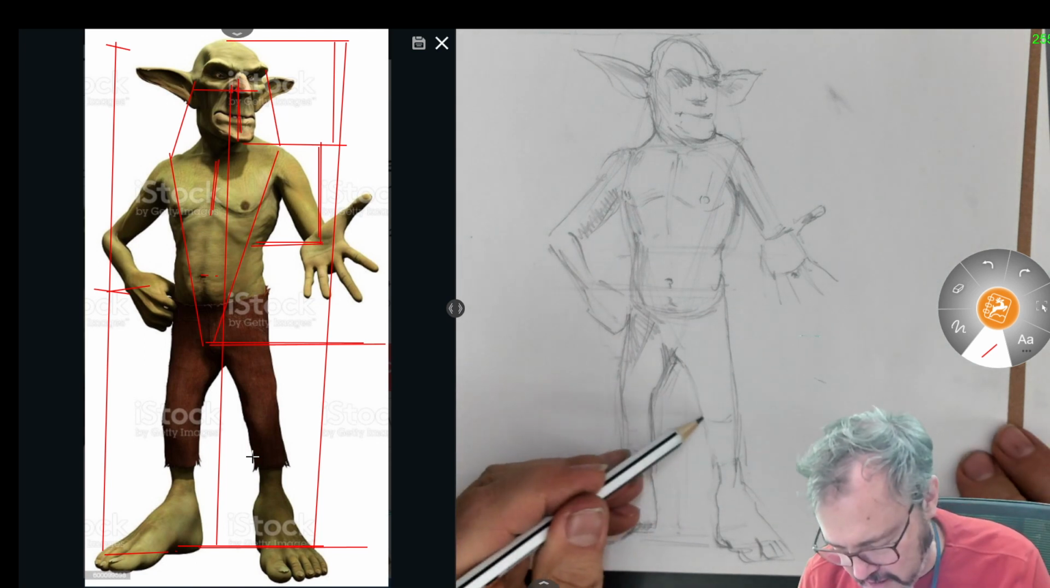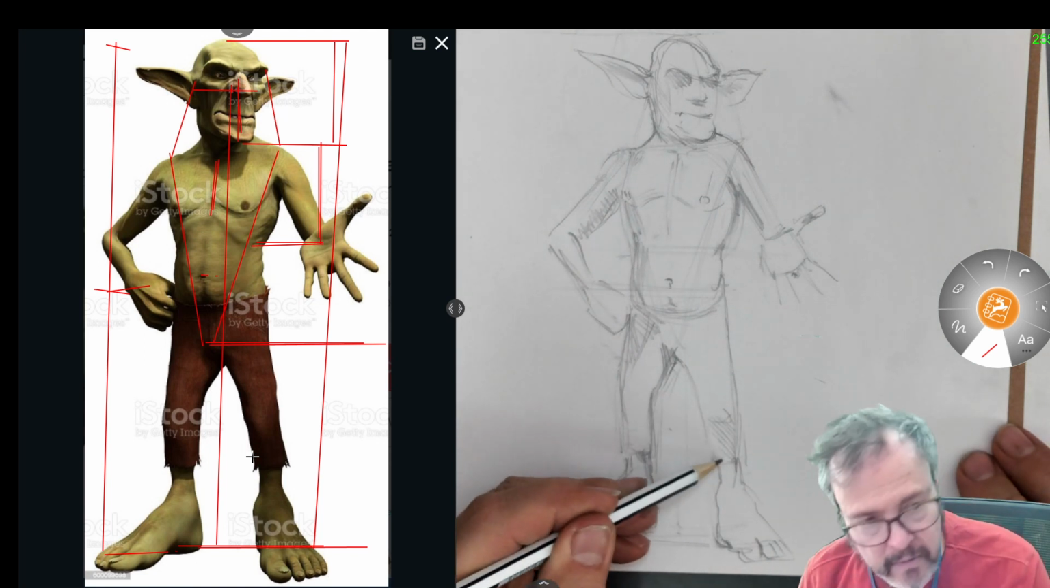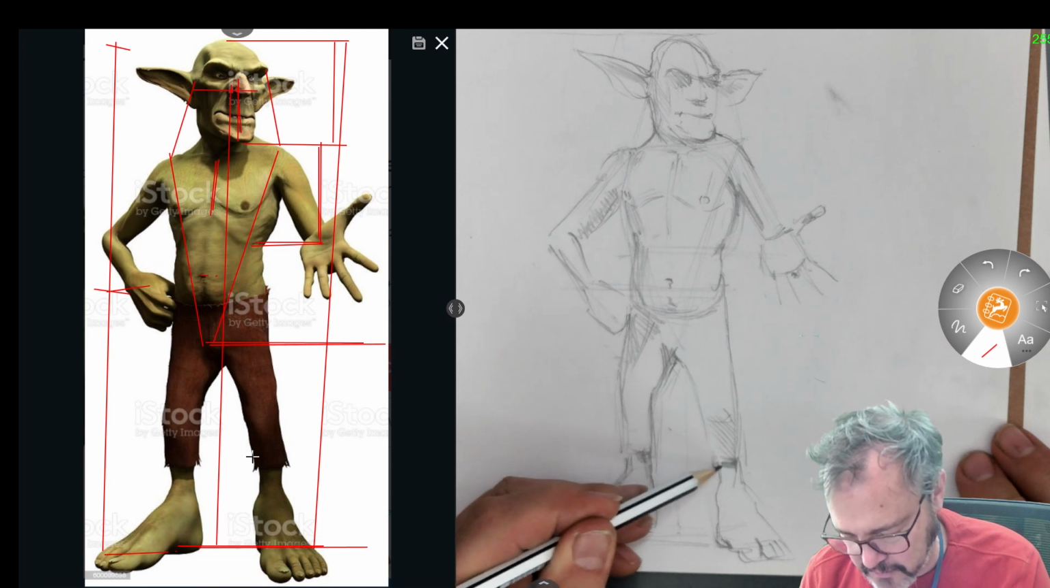We've got a little shadow under the knee on this side, a little cast shadow going onto the upper part of the ankle.